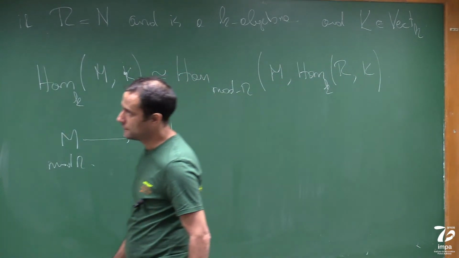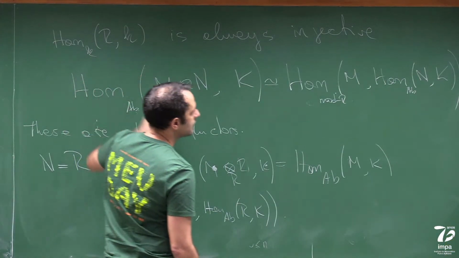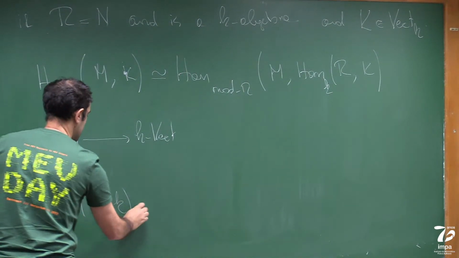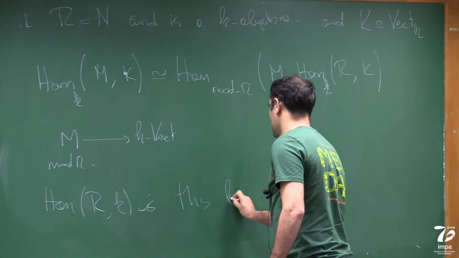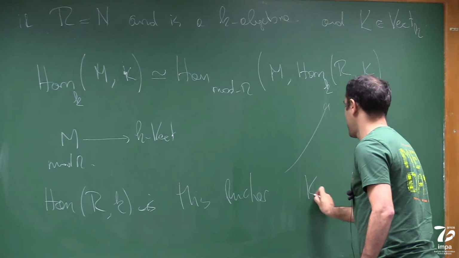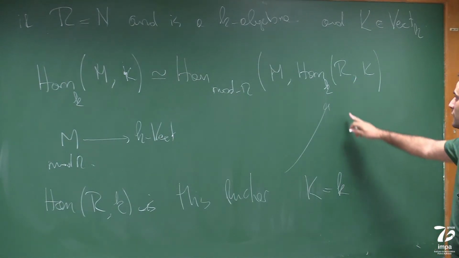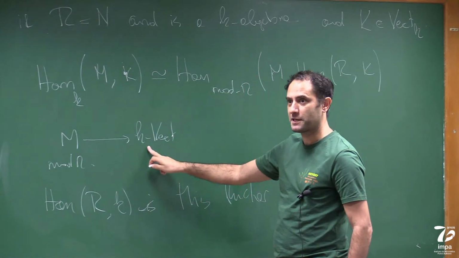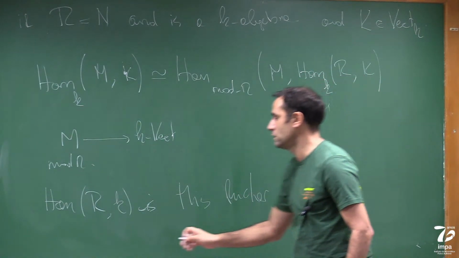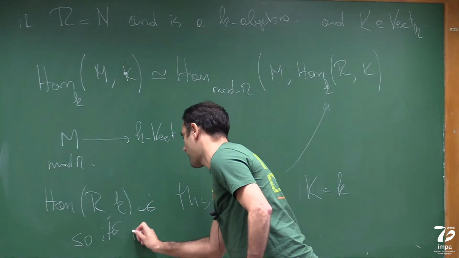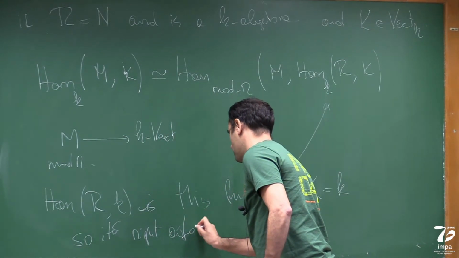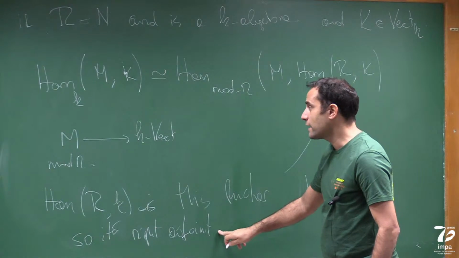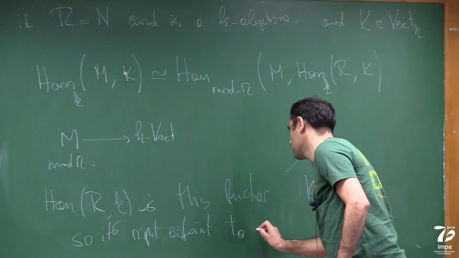So in particular, this guy here is that functor applied to K, in that vector space. So this is a right adjoint to this functor, which just forgets the R module structure and only remembers the vector space structure. And since this is a right adjoint functor, it preserves injections. It's right adjoint, but it's right adjoint to an exact functor.